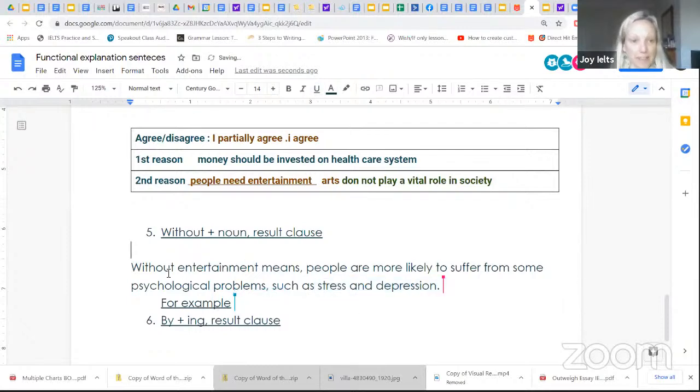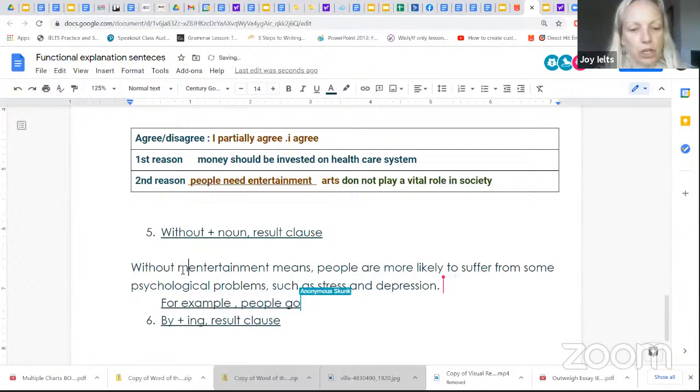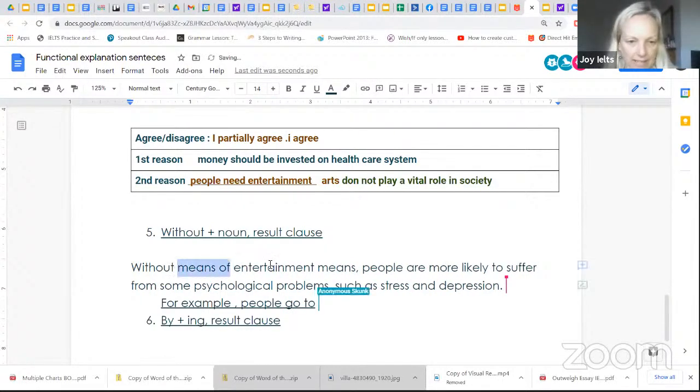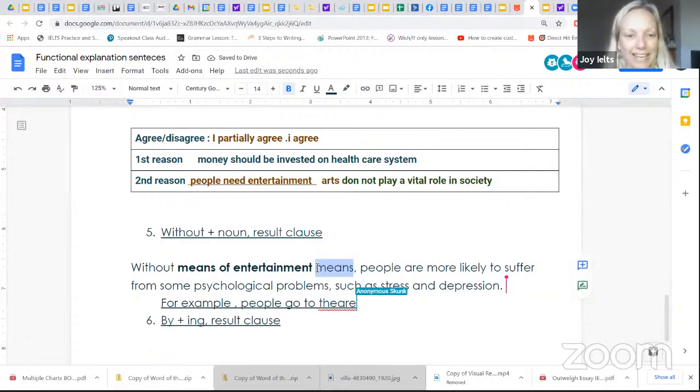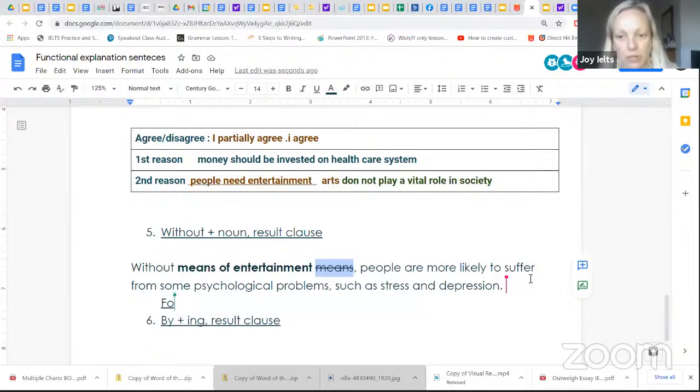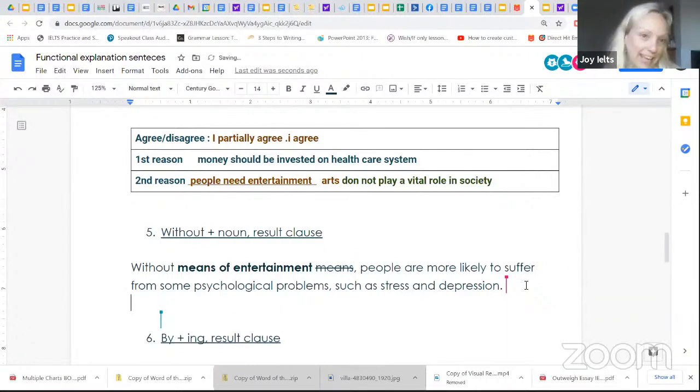Okay, so thank you very much, the person who wrote this. Without entertainment means, so not entertainment means, I'm going to change that for you: means of entertainment. That's the phrase. Without means of entertainment, people are more likely to suffer from. I'd like you, the person who's writing, this is not about for example. We are not doing any for example. We're doing sentences without for example. Good, thank you. This is how to explain your idea without using for example.